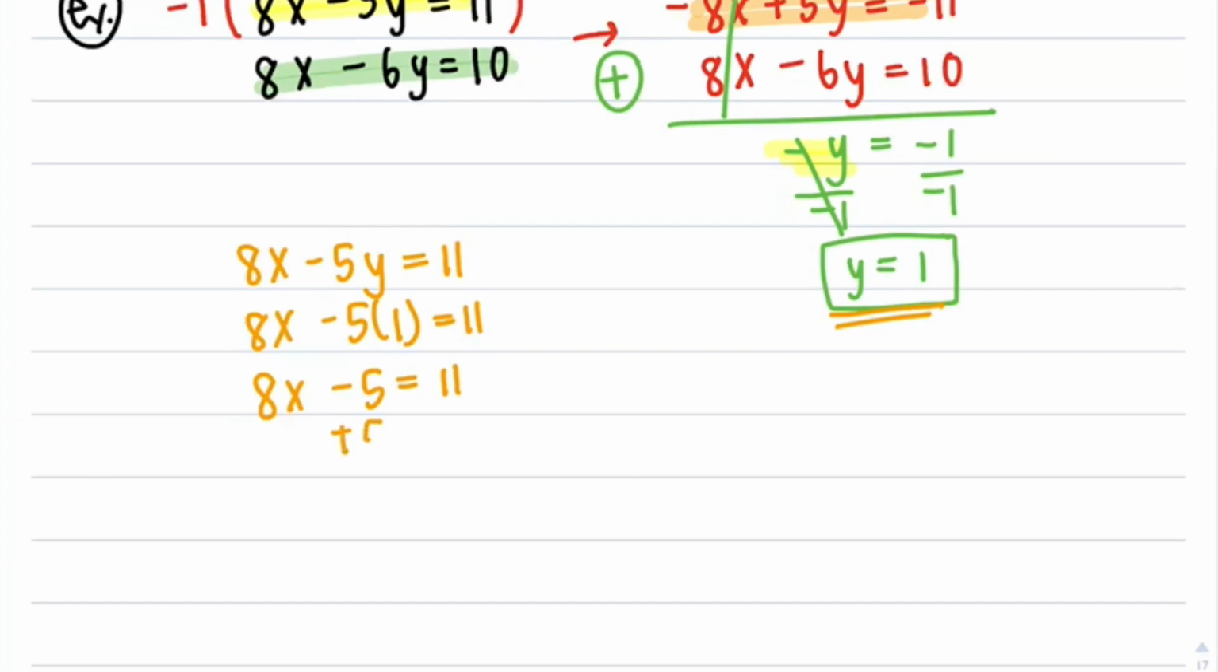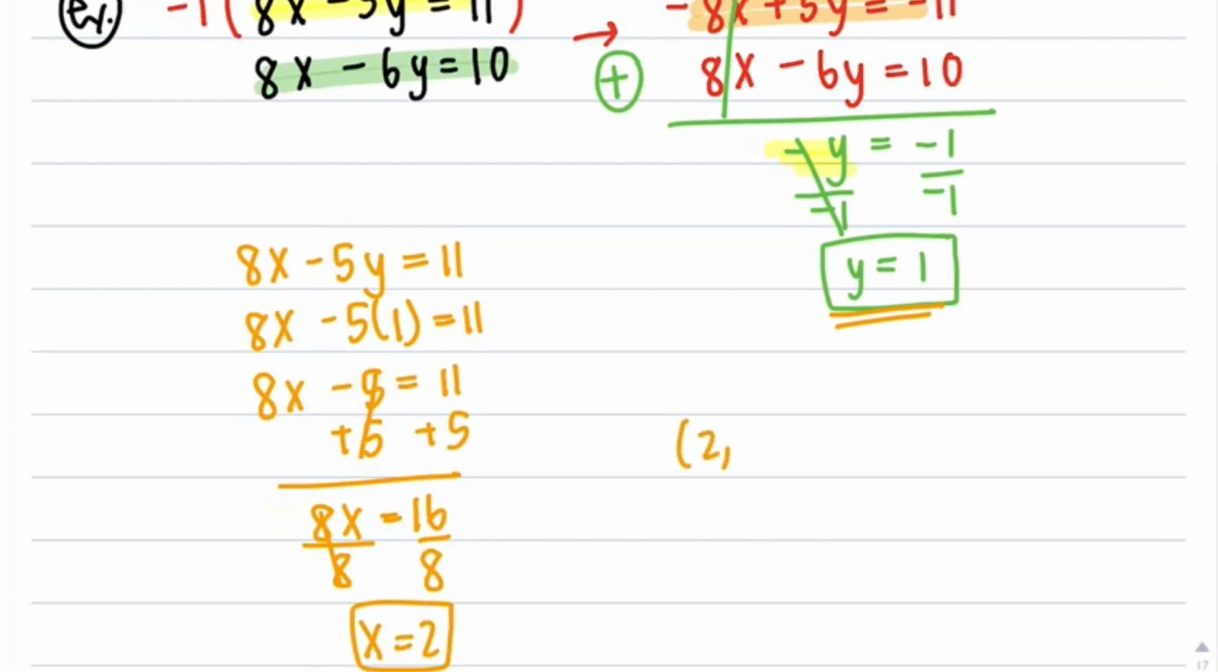Solve for x here. You end up with 8x is equal to 16. Take the final steps to divide here, so x is equal to 2. So final answer here would be the ordered pair (2, 1) that they have in common.